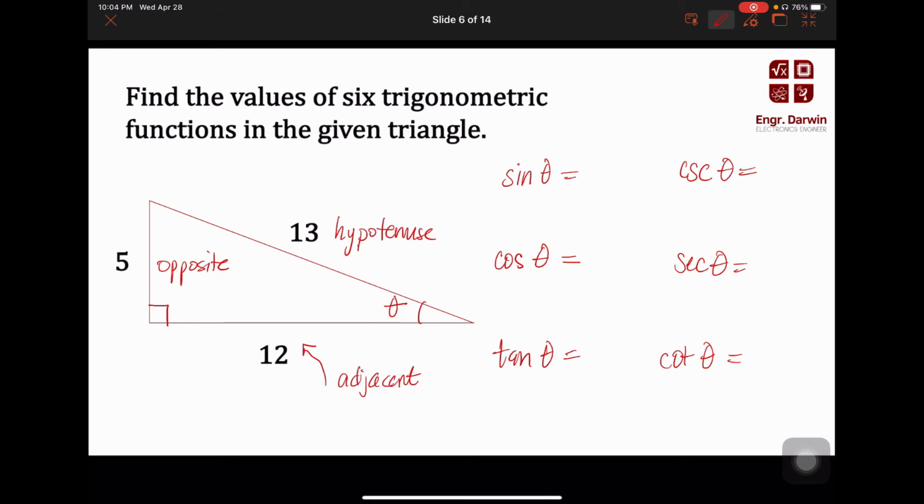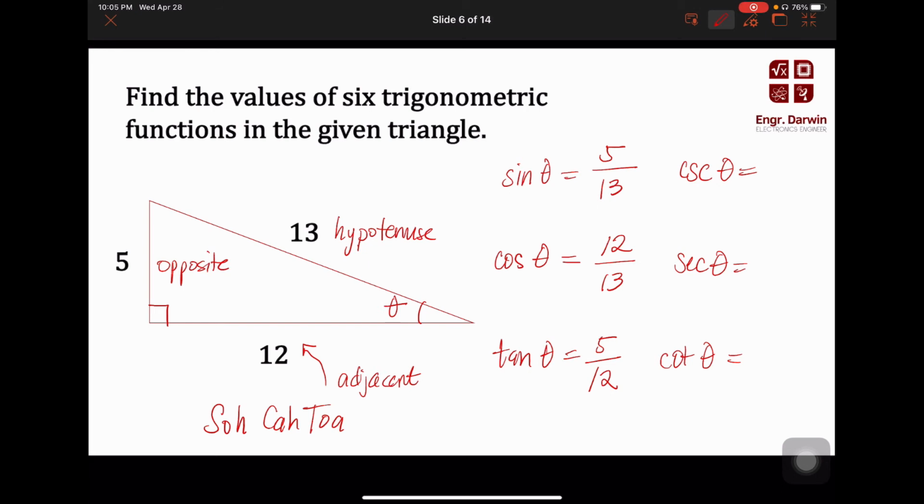Unahin natin yung sine. Tandaan nyo siya. Opposite over hypotenuse. So, that is 5 over 13. So, yeah, that's it for the sine function. For cosine function naman, that's your adjacent over hypotenuse, which is 12 over 13. Okay. For tangent, that's opposite over adjacent, that is 5 over 12.